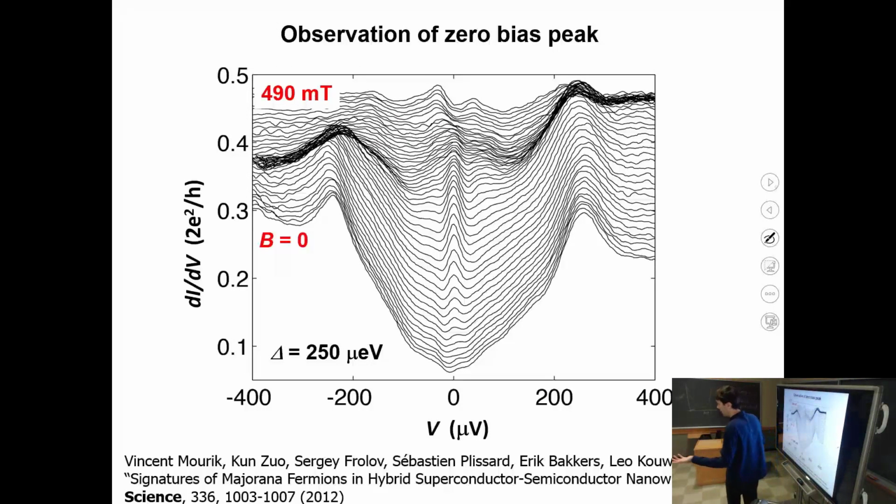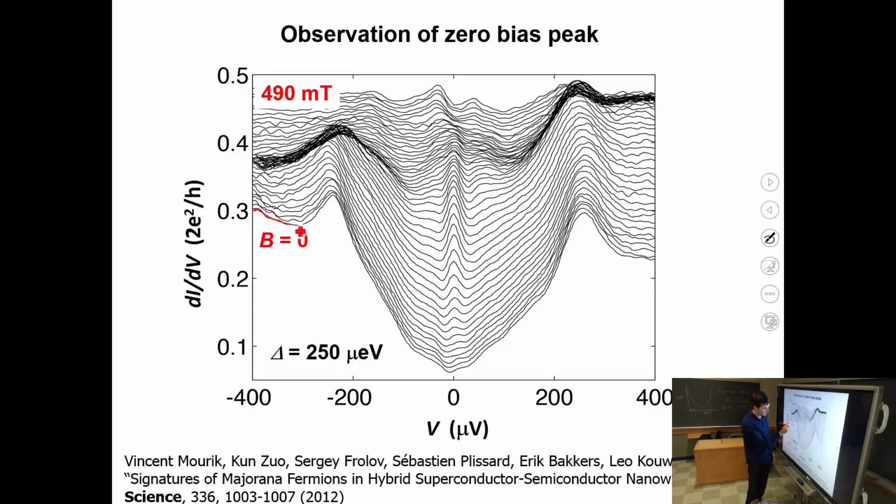And indeed, I wouldn't be giving this lecture for you if this didn't occur. Zero bias conductance peaks were observed in these devices. Sort of the most commonly used data set is this one. What does it have? Let's start at zero magnetic field, which is the lowest trace here, and then the traces go up by 10 millitesla until they reach about half a Tesla. And they are offset for clarity so that you can see what's going on here.